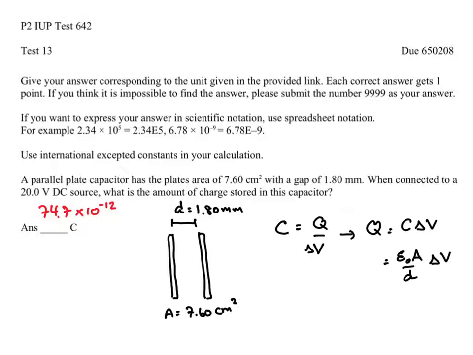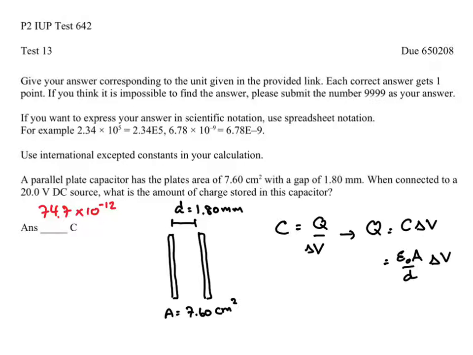We can calculate this using the definition of the capacitance of a capacitor. That is, if we have a capacitor with a capacitance of C, by definition, C is equal to Q over delta V, where Q is the charge on the capacitor and delta V is the potential difference between the plates of the capacitor. So we can rearrange this to be Q is equal to C times delta V.